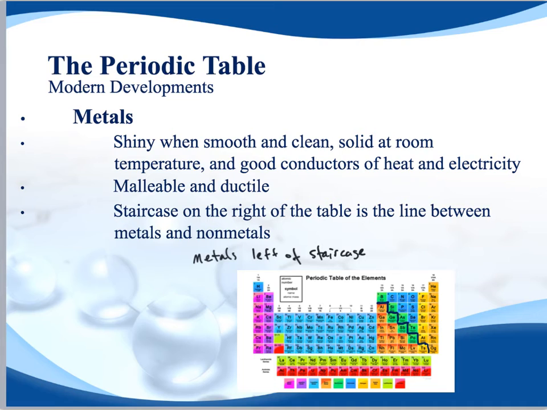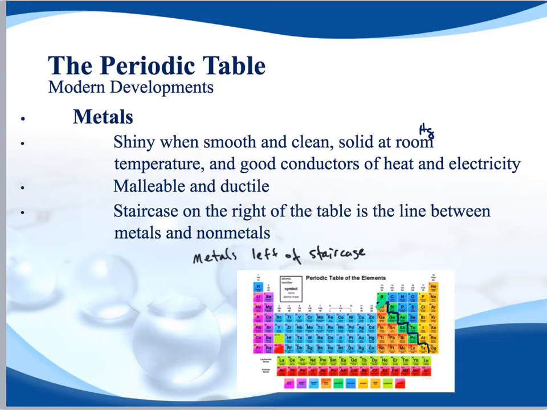So metals. Most of the periodic table is metals. Metals are shiny when they're smooth and clean. They're generally solids at room temperature. The only exception to that would be mercury, which is element 80. And they're good conductors of heat and electricity. They're malleable and ductile.